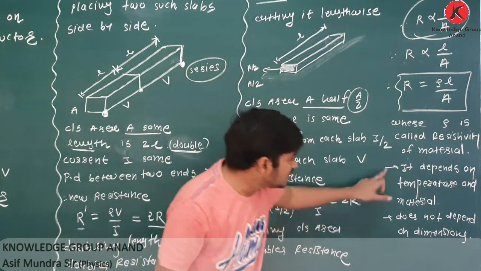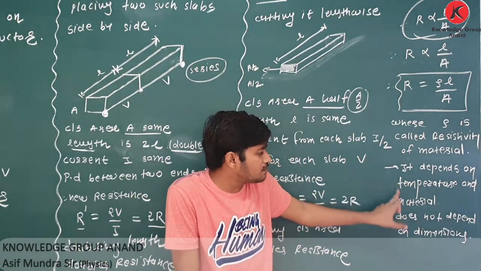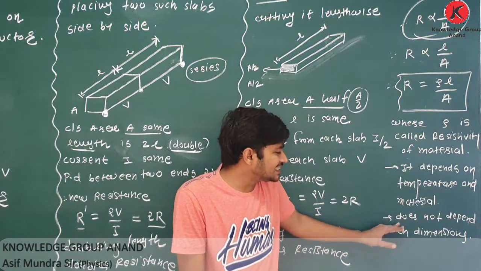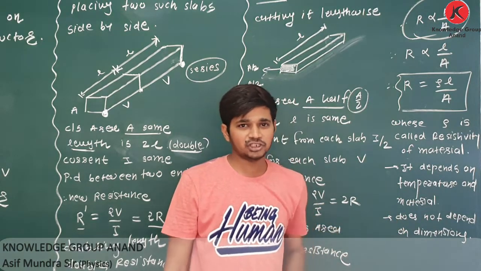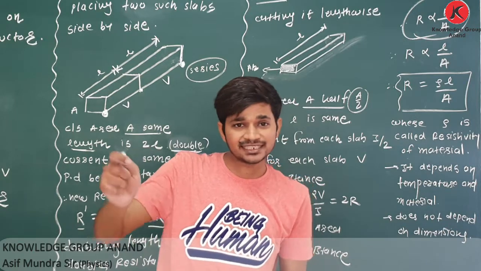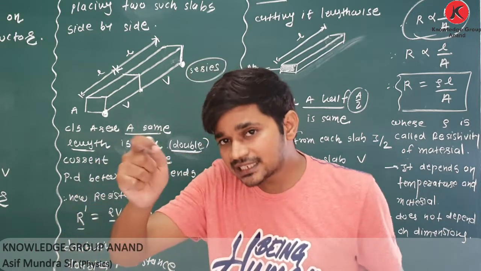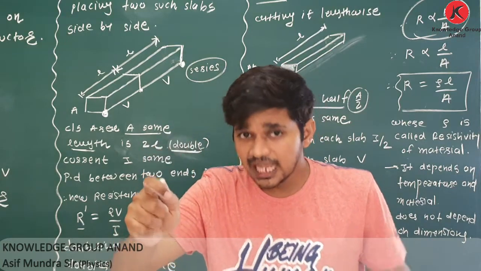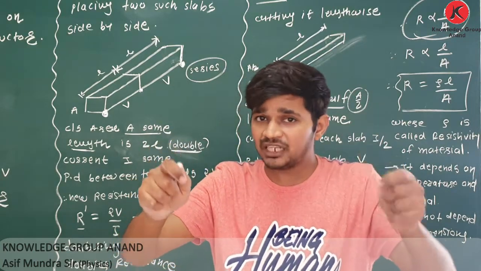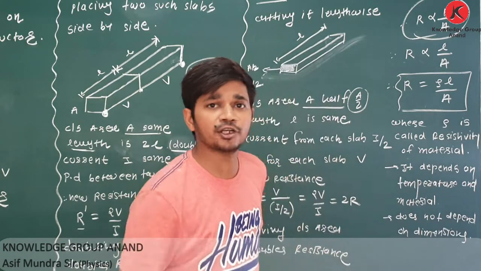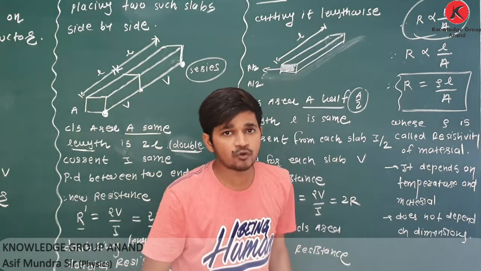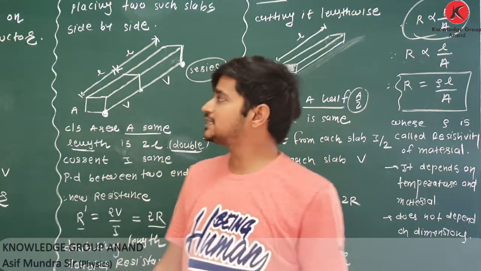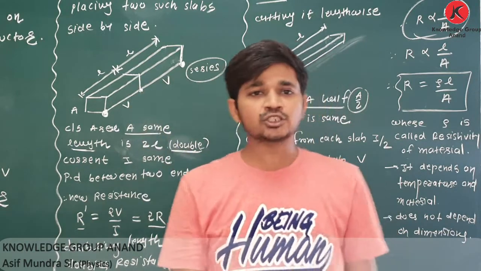And this resistivity depends on temperature and material, but it does not depend on dimensions. See, that is the difference between resistance and resistivity. Resistance depends on temperature, material and dimensions. Resistivity depends on temperature and material only. It does not depend on dimensions. Clear about this?